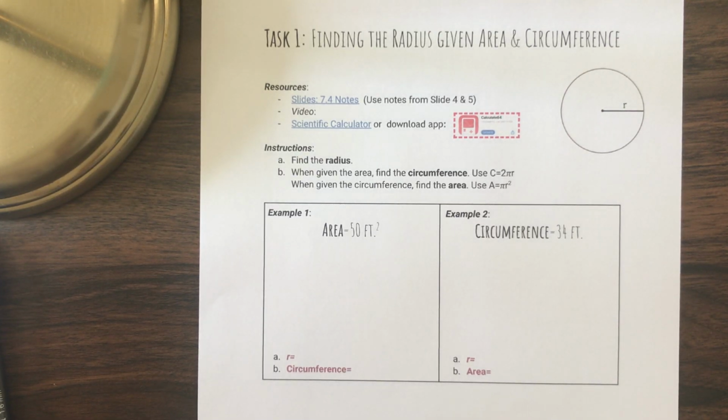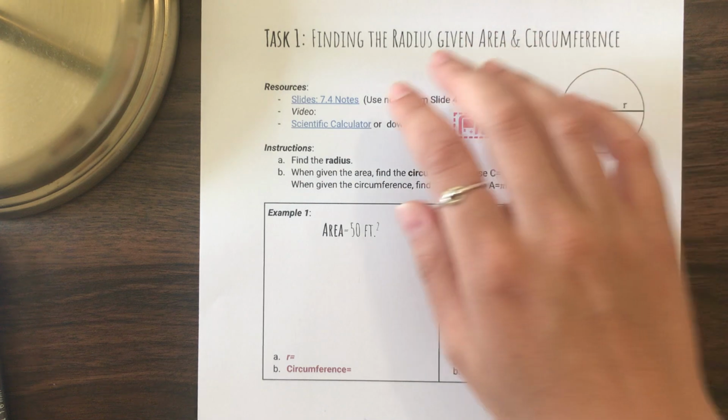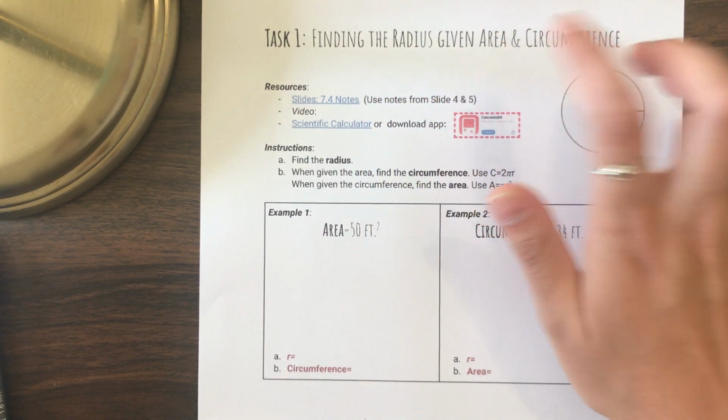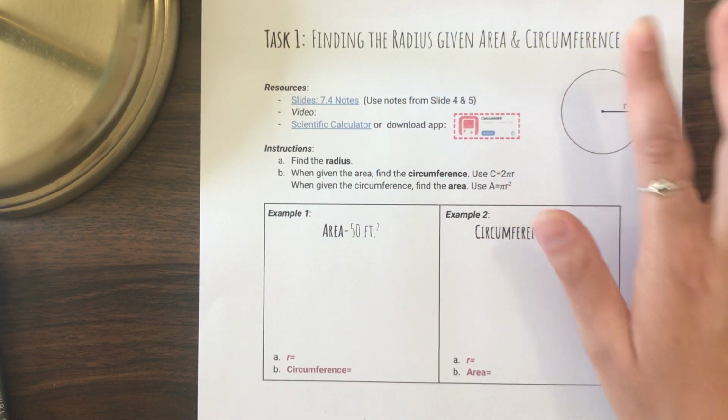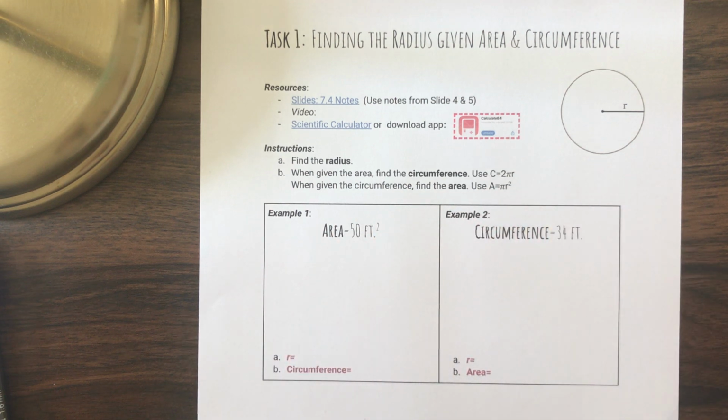So this right here is an optional video which helps you get started on your tasks for this week. Task 1 is going to be finding the radius if you are given the area and circumference. So this is going to be area and circumference style problems.